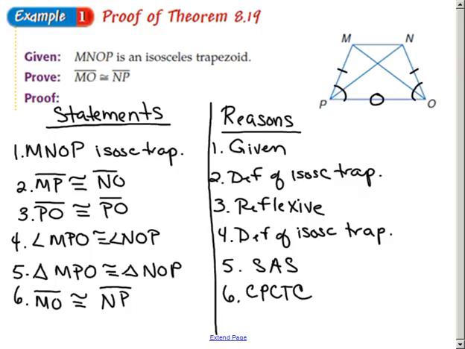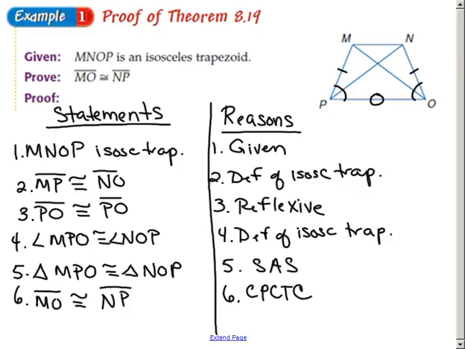To start our proof, we'll look at our givens. We know that MNOP is an isosceles trapezoid. If it's isosceles, that means it would have one pair of opposite sides congruent. So segment MP would be congruent to segment NO. Our segment PO is congruent to itself by the reflexive property. If it's isosceles, not only would it have two sides that are congruent, but it would also have two base angles that would be congruent, the angles opposite those sides. Angle MPO is congruent to angle NOP.